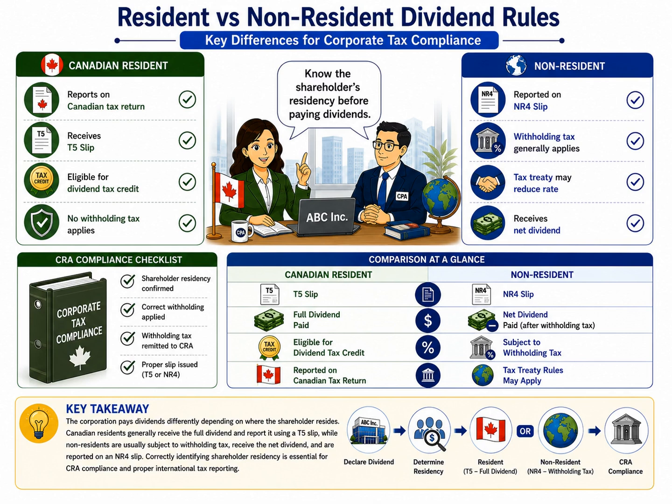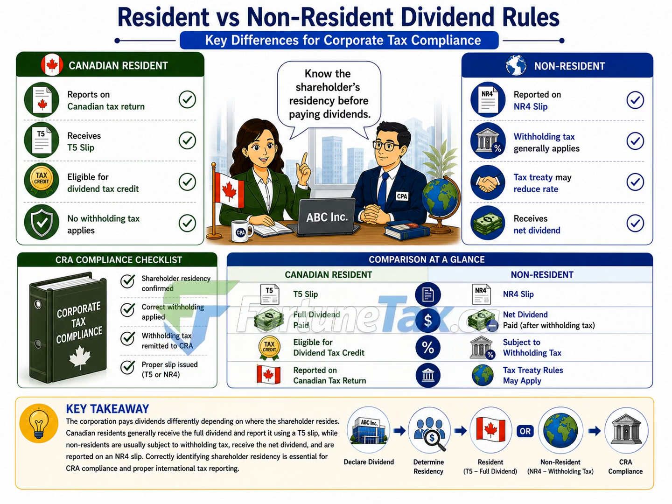For a non-resident shareholder, the corporation has additional compliance responsibilities. In most cases, it must withhold Part 13 withholding tax before making the payment. The shareholder therefore receives the net dividend after tax has been deducted. Instead of issuing a T5 slip, the corporation prepares an NR4 information slip, which reports both the dividend paid and the withholding tax remitted to the Canada Revenue Agency.